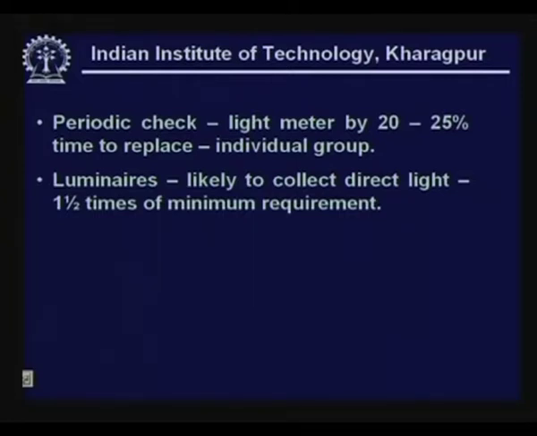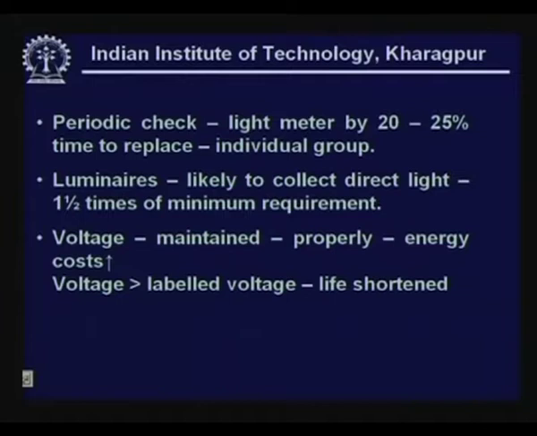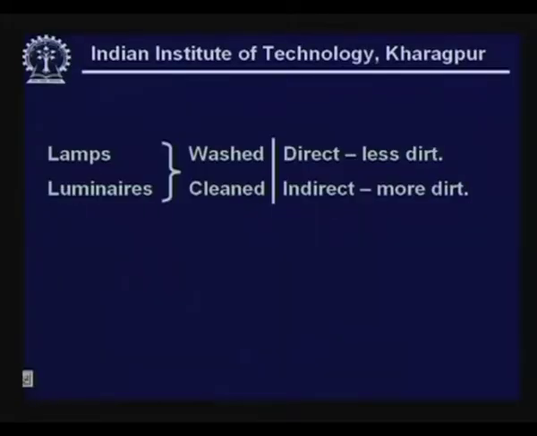The source of depreciation in light output is luminaires. They collect dirt, so the direct light is reduced. Therefore, after reflection, at least 1.5 times the minimum requirement must be there. The other issue is the lamp survival, which depends on the voltage. If maintained properly, it will be good. Otherwise, energy costs go high. In case the voltage available is greater than the label voltage, the life is shortened. On the other hand, if the voltage is less than the label voltage, light output is low. No doubt energy costs may be low, but due to inefficiency, that may increase other costs.